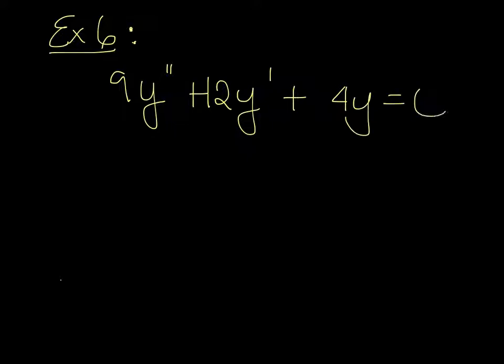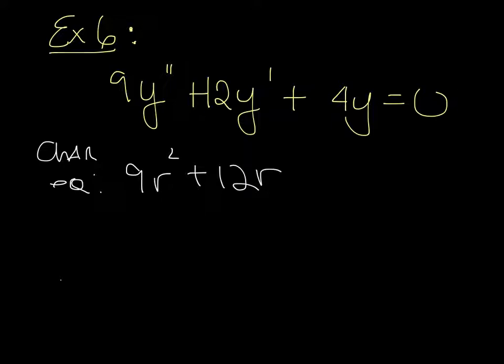Okay, so 6, and I want to choose 9y double prime plus 12y prime plus 4y equals 0. I want to find the general solution to this differential equation. So we're going to use our characteristic equation. It's going to be 9r squared plus 12r plus 4 equals 0. Here there's no greatest common factor.